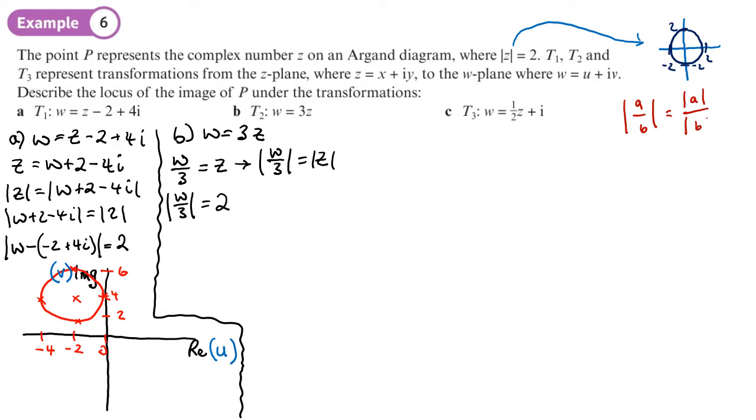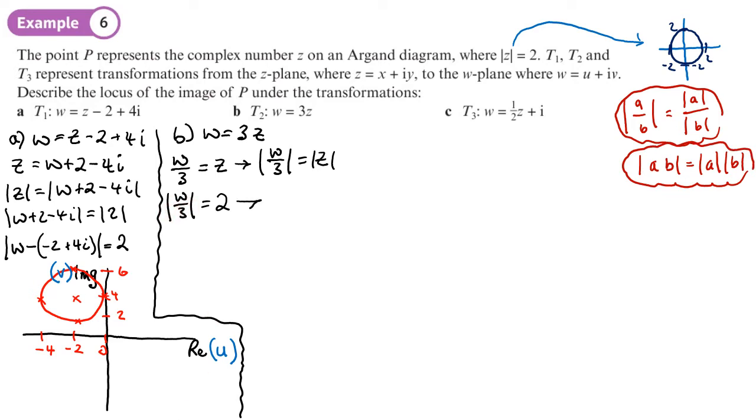In the same way, if you have the modulus of A times the modulus of B, that's equal to the modulus of A times the modulus of B. So these rules are useful in dealing with things like this. So this now can be written as the modulus of W over the modulus of 3, which is just 3. Then we times both sides by the modulus of 3, or just 3, and we'll end up with the modulus of W equals 2 times modulus 3, which is 6.